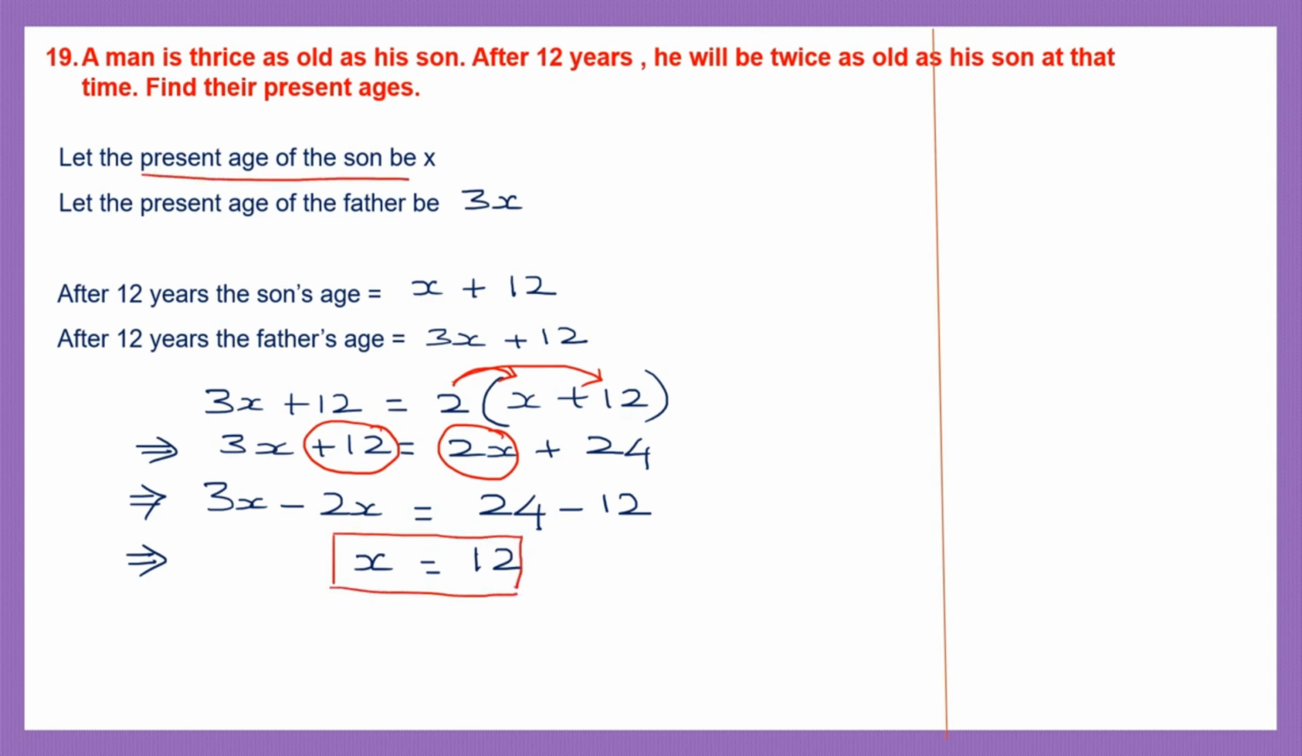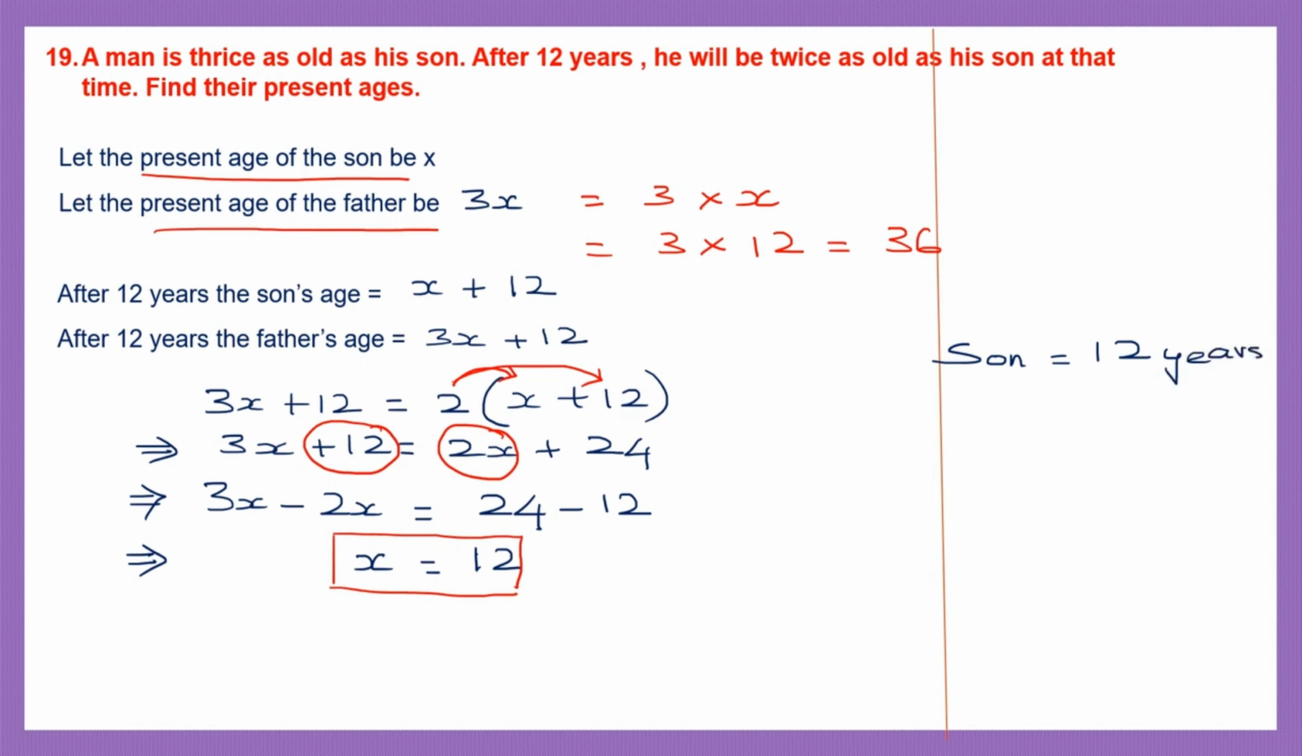So now we know the present age of the son is x. What will the present age of the father be? Father is 3x, that is 3 into x, which is 3 into 12. We found x to be 12. 12 3s are 36. So now we found the father's age and the son's age. Let's write it down. Son is 12 years old and the father is 36.